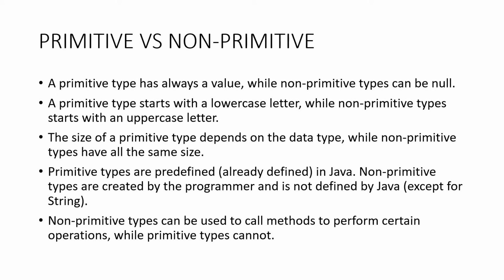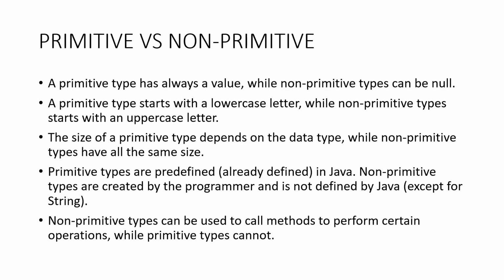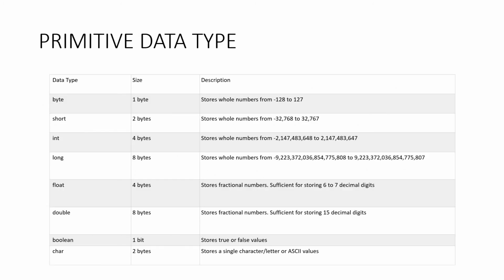Then the size of a primitive data type depends on the data type, while non-primitive types all have the same size. Non-primitive types all have the same size, but for primitive types the size depends on the data type. I have even shown it here in the table. You can see it here. From this table it's also clear that the primitive data type size varies. Some are 4 bytes, 1 byte, 8 bytes, like that.